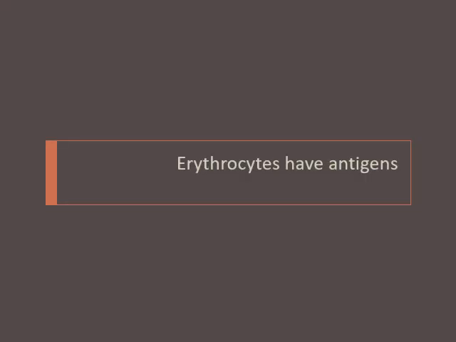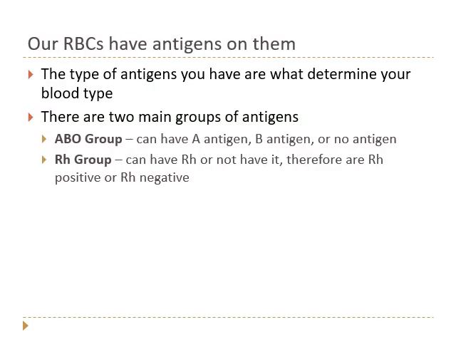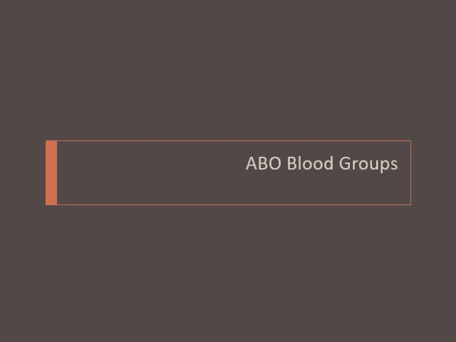All right, so let's talk about erythrocytes and their antigens. We have two main groups of antigens. There's the ABO group and the RH group. And depending on what antigens you have, that actually determines what your blood type is. So we're going to look at this more closely. Let's focus in on the ABO blood groups first.